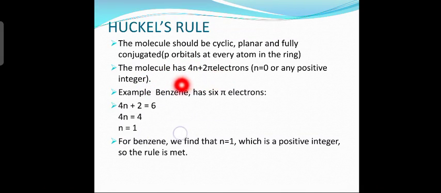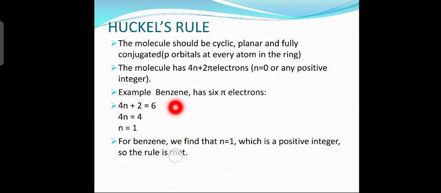Then what is the other criterion? The molecule must consist of 4n plus 2 pi electrons. n is equal to 0 or any positive integer. n starts from 0, and 0 means it contains 2 pi electrons, so a cyclic compound cannot exist. So if n starts from 1, only then can you expect a cyclic compound. Example: benzene.